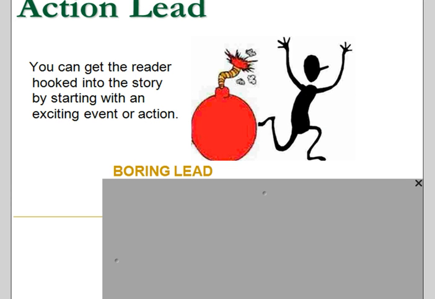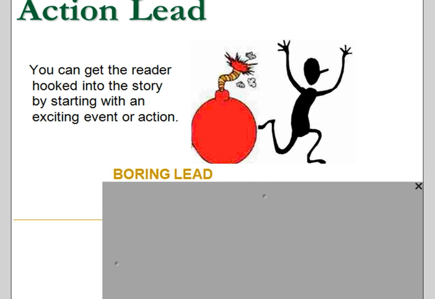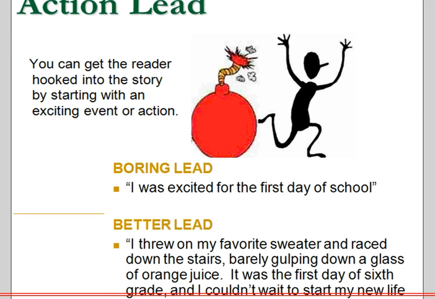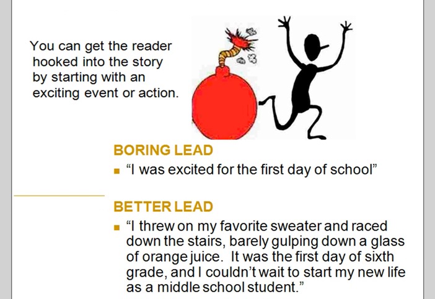The first one is an action lead. This is when you hook the reader into your story by starting with an exciting event or action. Here's an example of a boring lead. I was excited for the first day of school. But a better lead would be, I threw on my favorite sweater and raced down the stairs, barely gulping down a glass of orange juice. It was the first day of 6th grade, and I couldn't wait to start my new life as a middle school student.